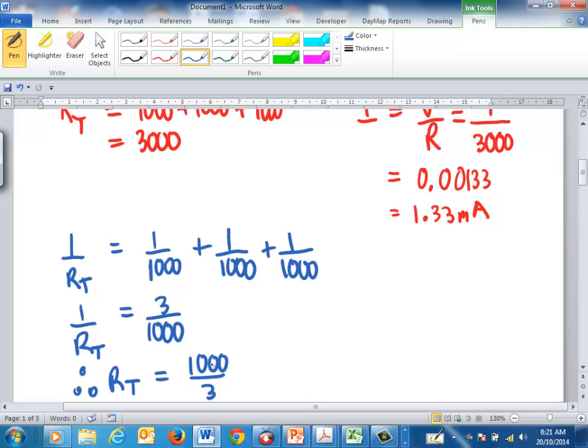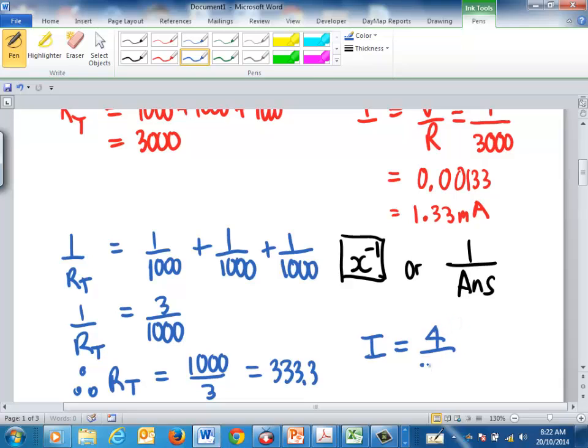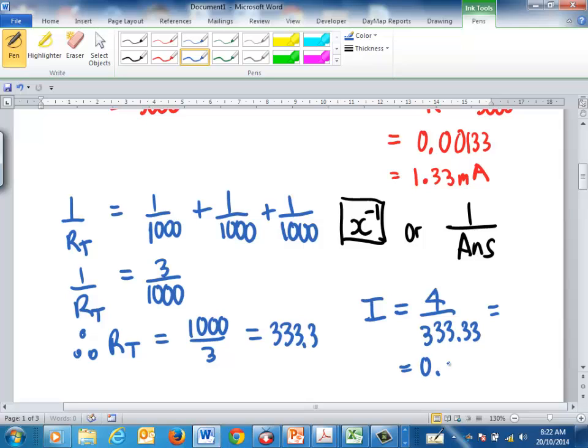Now if you do it on your calculator, for the answer you get at that stage, you're going to use your x to the minus 1 button, or you'll go 1 divided by your answer, and that will give you the answer over here. So that is 333.33 ohms. Therefore my current is going to be my voltage, say 4, divided by 333.33, and that will give you a current of, someone do it on the calculator for us, 0.012. So that there is 12 milliamps.